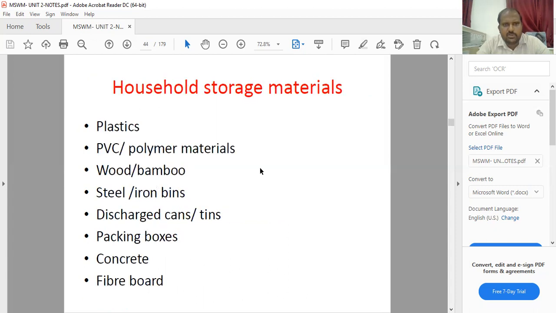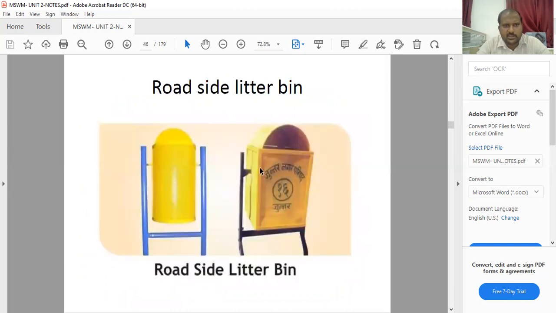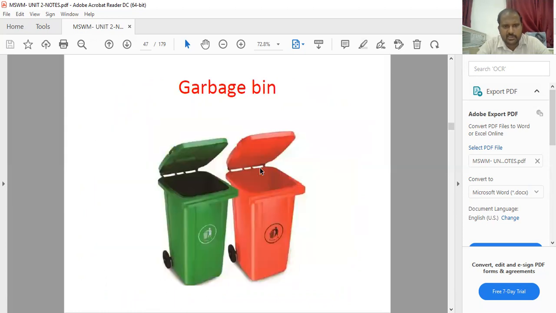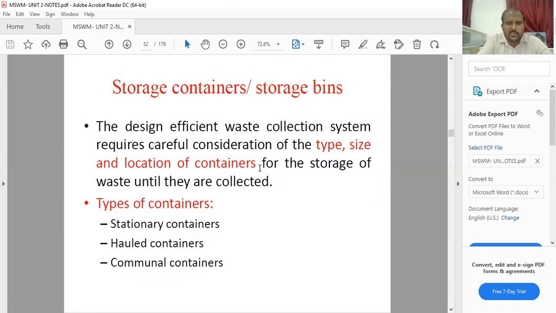The next one is household storage materials. These include plastic, PVC or polymer materials, wood or bamboo, steel, iron rings, discarded cans, packaging boxes, concrete, and fiberboard. These are corrosion resistant designs. These show roadside litter dumping, which is worse than a garbage bin, storage containers, and storage bins.